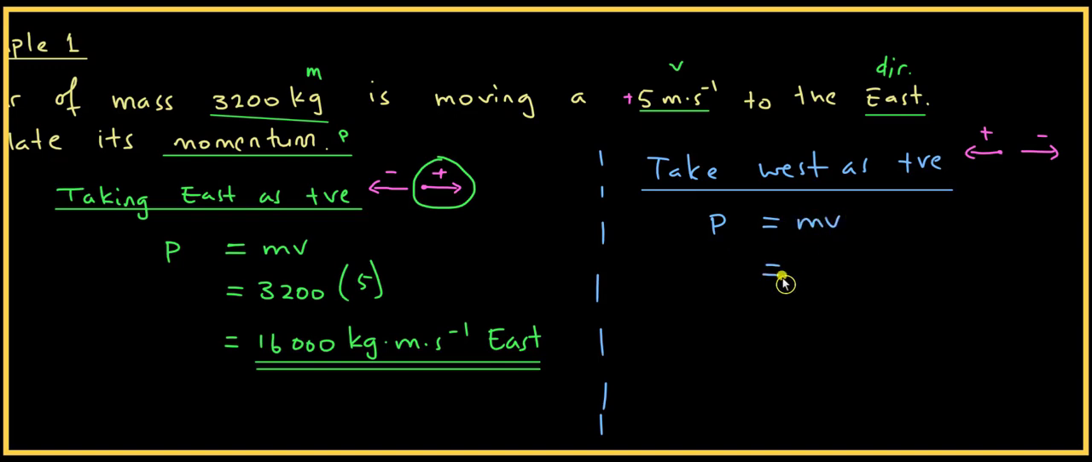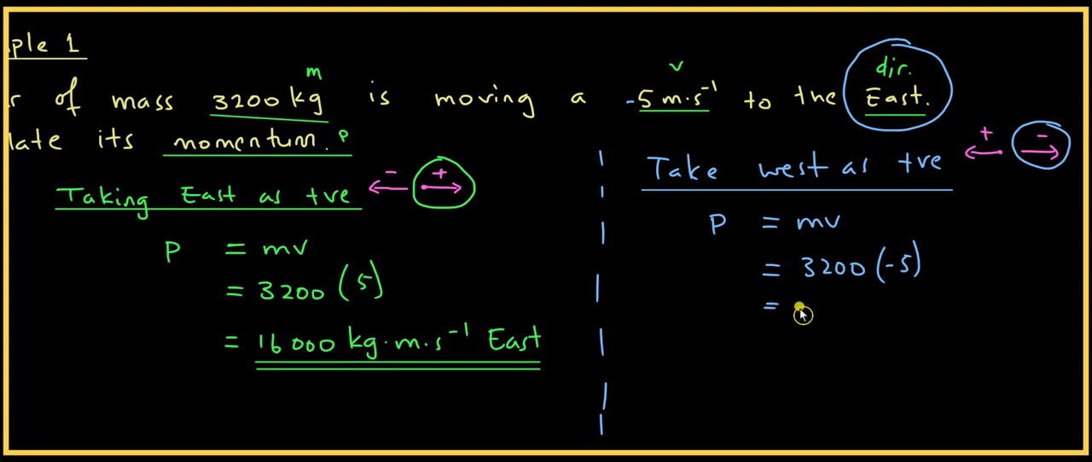P equals mv. I substitute 3,200 multiplied by what? I don't have to multiply by 5 this time. I must multiply by what? A negative 5, because I have taken west as positive, but in the statement here I'm given east as my direction, so I need to assign the correct sign there. So my value here is negative 5. So I'll get negative 16,000 kg meters per second.